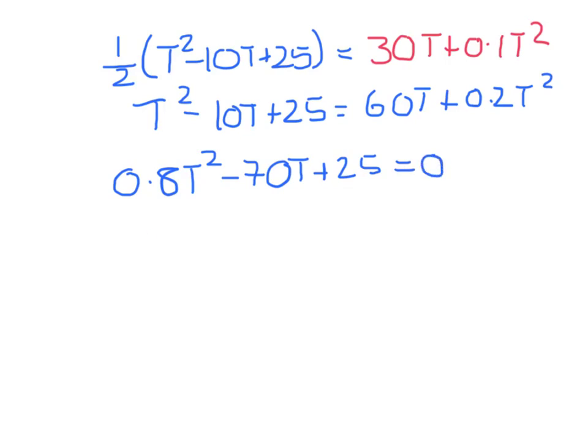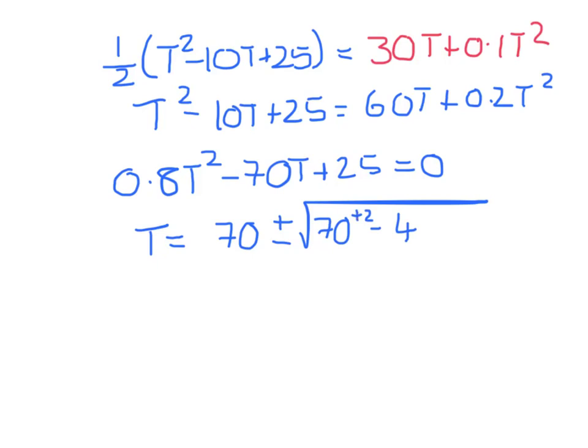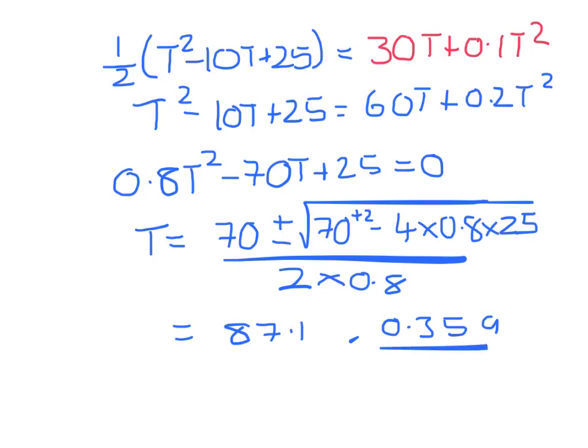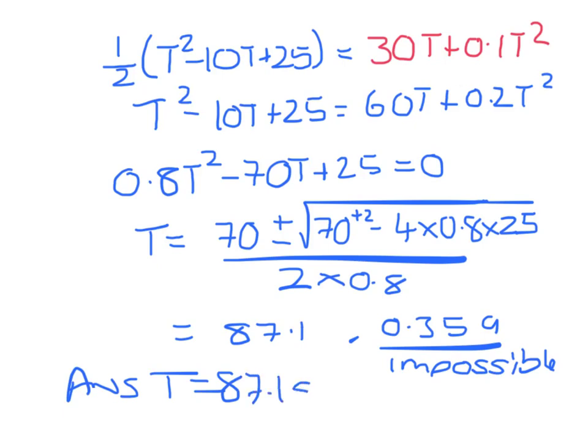I'm going to use the quadratic formula, so t equals minus b plus or minus the square root of b squared minus 4 times a times c all over 2a. And from my calculator I get two answers, 87.1 or 0.359. Well, that's impossible because we have to work with t minus 5, and that would give us a negative time. So the answer to the question is that t is 87.1 seconds. If you look at the mark scheme, you will see an alternative solution using the equations of motion only.